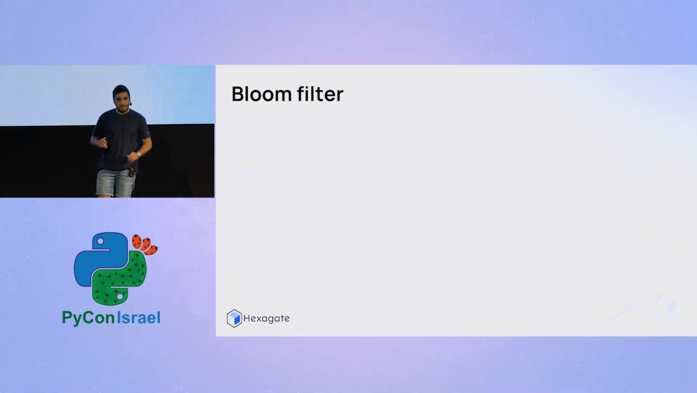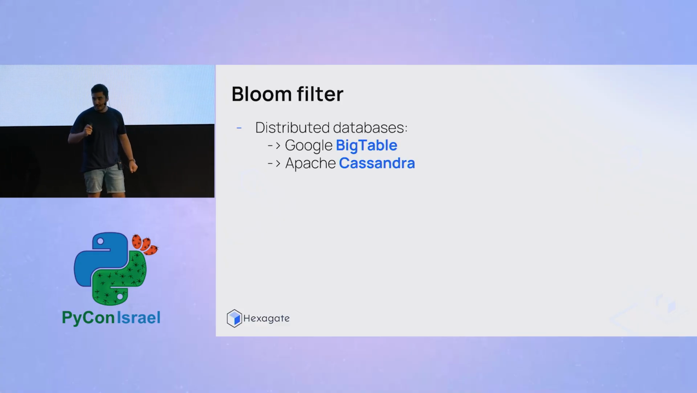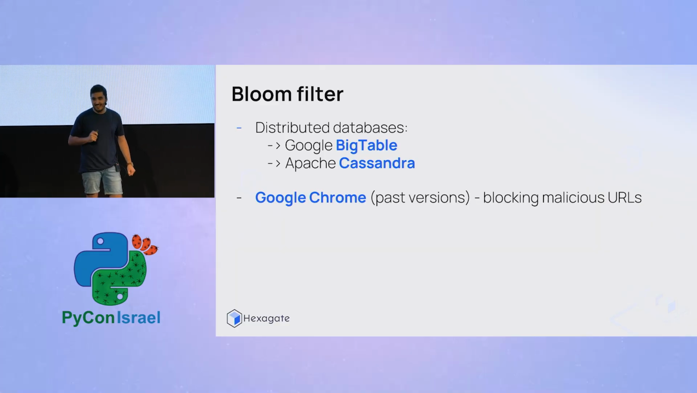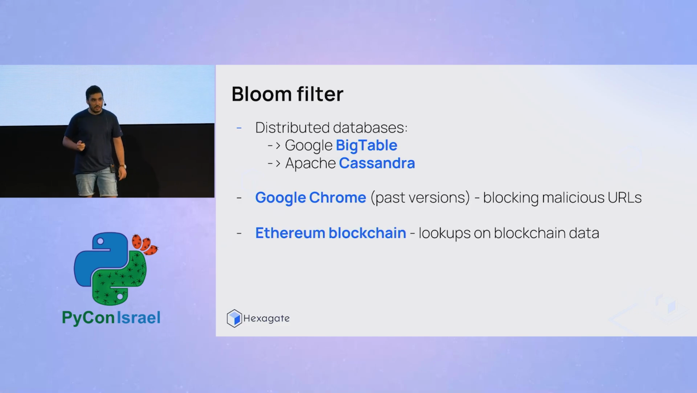So, just to convince you guys, for everyone here who didn't hear yet about Bloom filters, that this is not just some random, not very used mechanism. It's super used in distributed databases. I'm sure everyone here heard at least once about Cassandra. Even in past versions of Google Chrome, which is an entirely different use case, it was used to optimize blocking malicious URLs. And on the Ethereum blockchain, it's used to optimize lookups inside blocks.